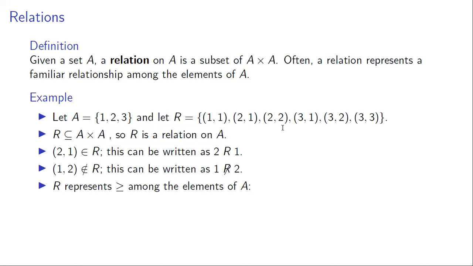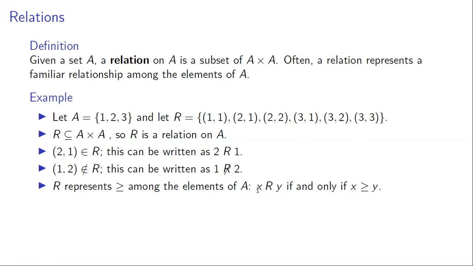Then we have 3, 1 because 3 is greater than or equal to 1. 3 is greater than or equal to 2, and 3 is greater than or equal to 3. So R represents the relationship of greater than or equal to among the elements of A. These are the elements of A, and among those elements, we can represent this relationship with R. In other words, X is related to Y if and only if X is greater than or equal to Y.